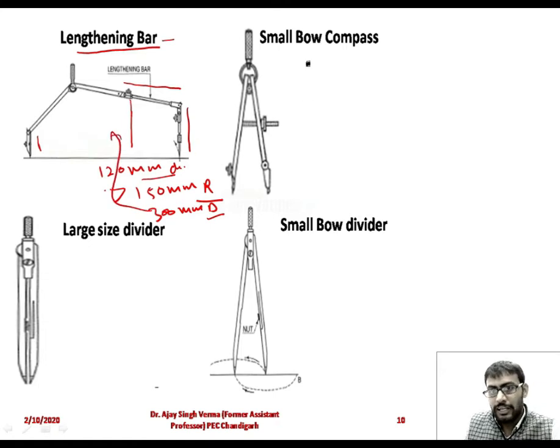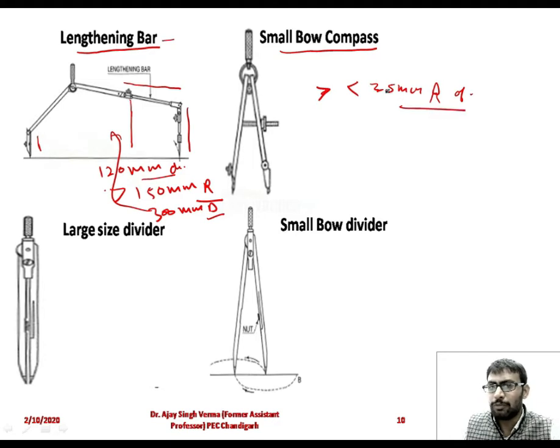Okay, similarly, you can see these are small bow compasses. Small bow compasses basically have a limitation. To draw small diameter circles, you can draw easily, up to 25 mm radius of the circle can easily be drawn with the help of the small bow compasses, or you can say that a 25 mm radius arc can be drawn easily with the help of the small bow compasses.